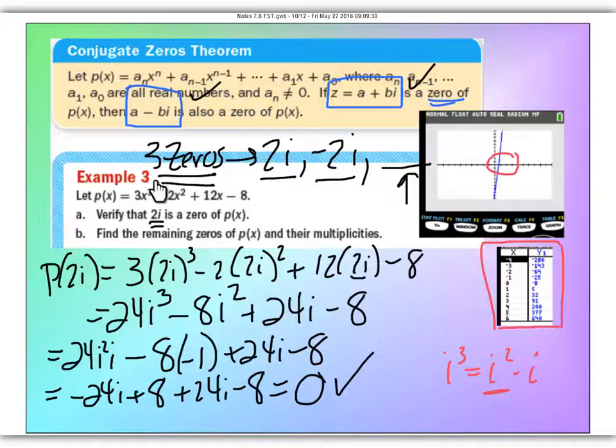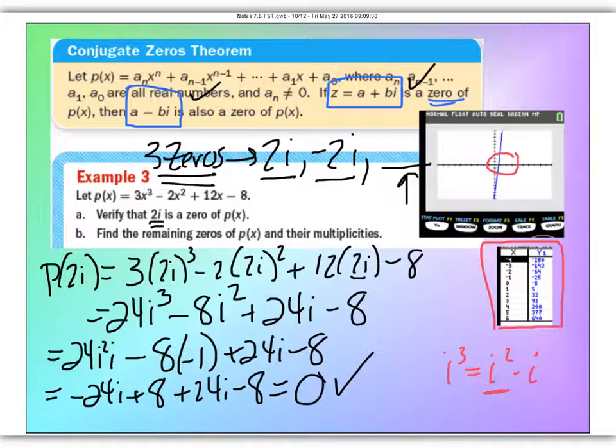So again, this was a third degree polynomial. They told us 2i was a solution, so negative 2i was a solution. Now, when we looked at the graph, it was not an obvious zero, so I couldn't get it from there. So now we have to figure out how to get that third answer.